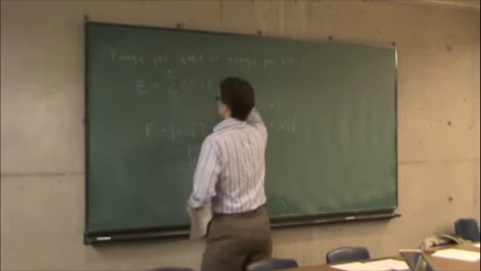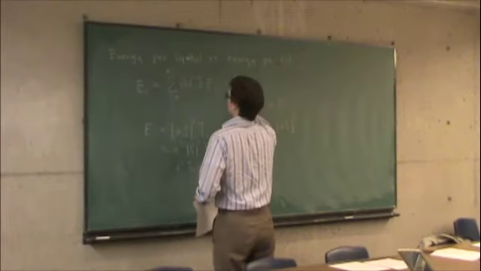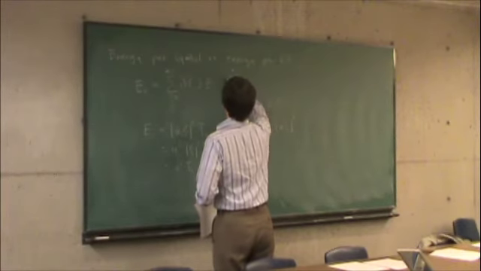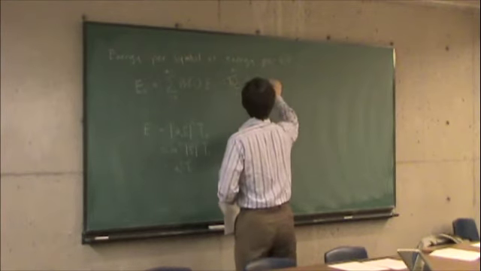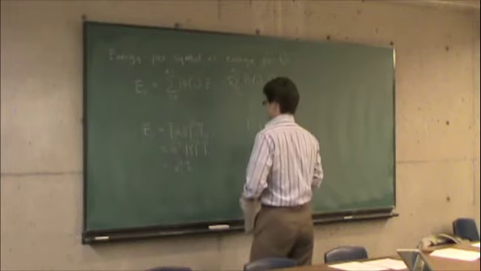So ES is equal to the sum from I equals 0 to M minus 1. Take TS out. Probability of I, alpha I squared.